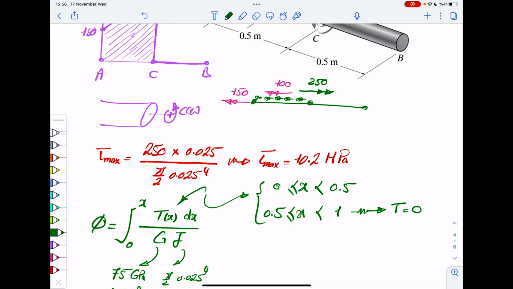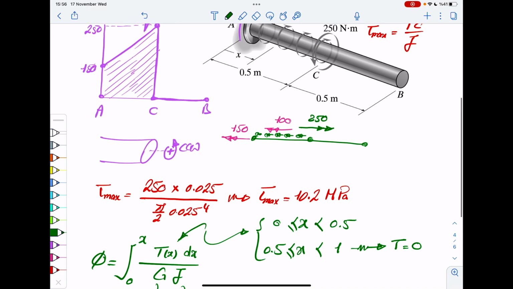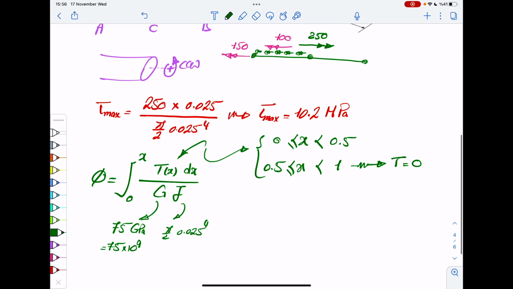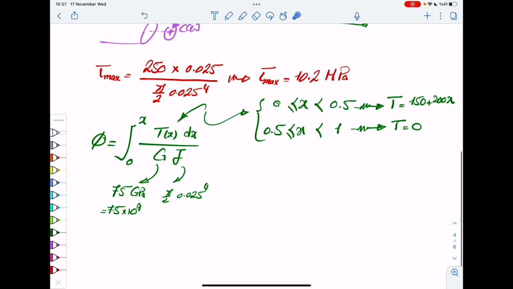All right? Between A and C, so in the first part, the equation, though, is what we just had. So t would be a function of x, and that is 150 plus 200x. All right? So that's all you need to do. For the second part, the integral would be 0, so it disappears. For the first part, it's going to take this shape.